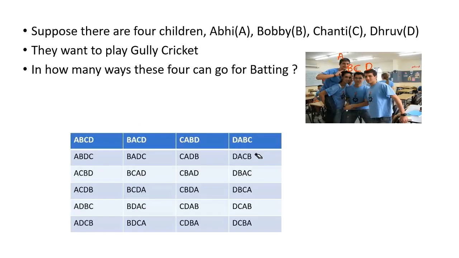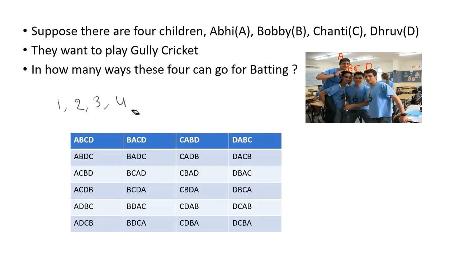So look at this problem. There are 4 different people or 4 children: Abhi, Bobby, Chanti and Dhruv. These 4 are labeled as A, B, C and D. Now these 4 want to play gully cricket, and they want to choose the batting order. There are 4 different batting orders, namely 1, 2, 3 and 4. 1 stands for first batting order, 2 stands for second batting order and 4 stands for fourth batting order.